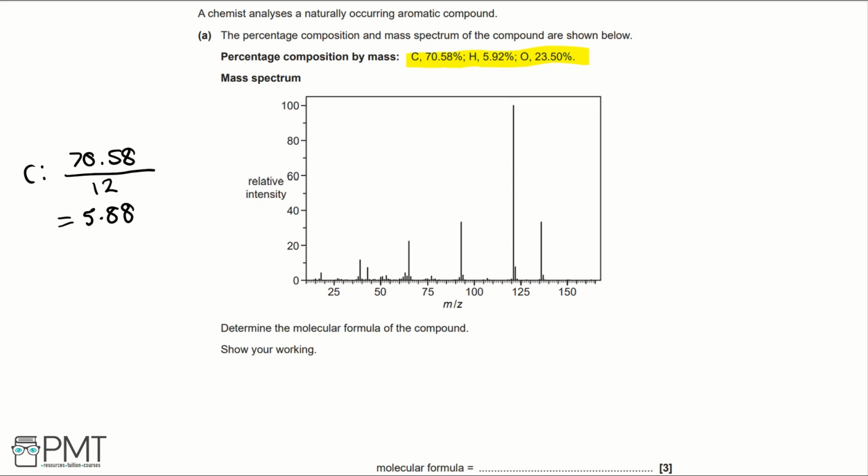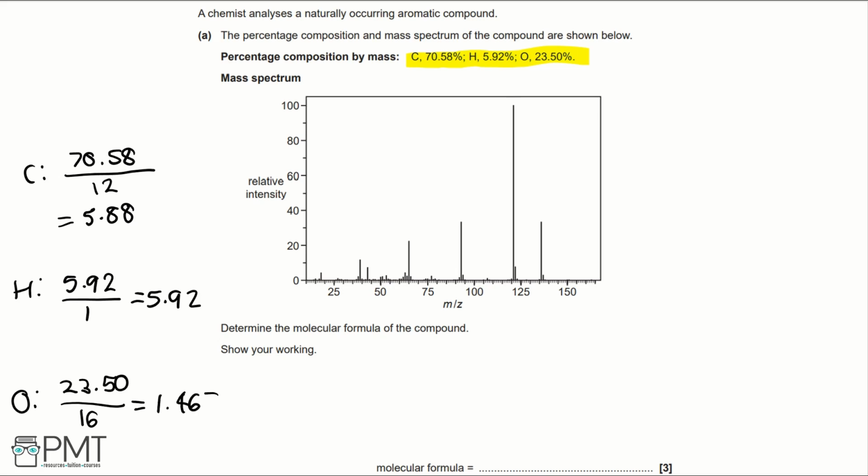5.88. Then for hydrogen, we have 5.92 divided by 1, and that gives us 5.92. For oxygen, we have 23.50 dividing by 16 gives us 1.46875. The next step in working out empirical formula is divide by the smallest value.